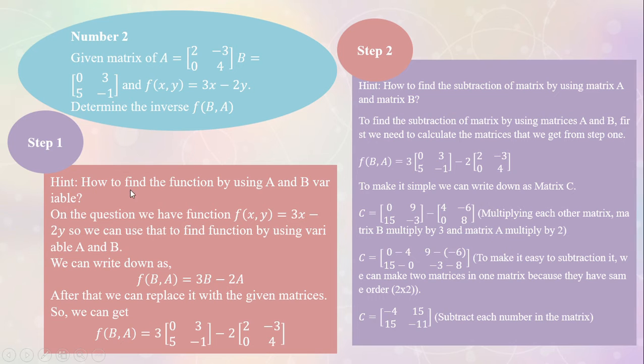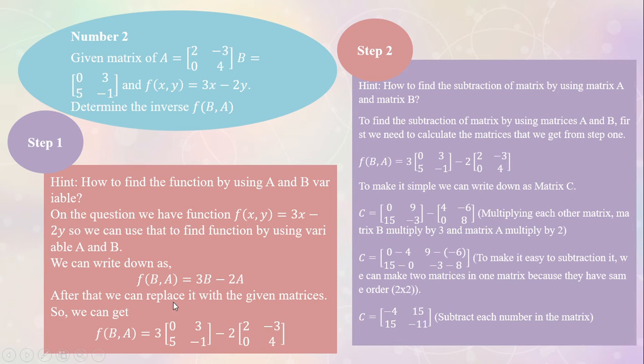Step 1. How to find the function by using the variables a and b. In the question, we have the function F of (x, y) is equal to 3 times x subtracted by 2 times y, so we can use that to find the function using variables a and b. We can replace x with b and y with a, so we can write it as F of (b, a) is equal to 3 times b subtracted by 2 times a.